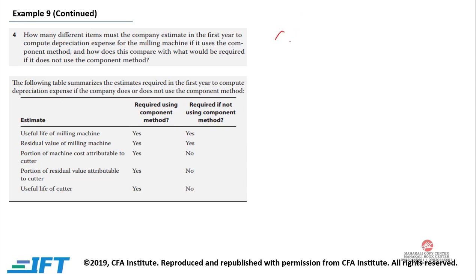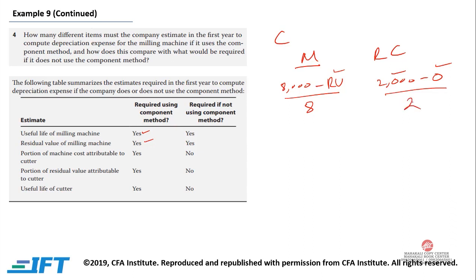So as we have just seen, in the component method there is this mill and the rotator cutter. So we need the value of the mill, that was 8,000, and the value of the rotating cutter was 2,000. We need to know the residual value of the mill, and we also know the number of years for the mill. So the useful life of the machine we need to know when we are using the component method. The residual value of the milling machine, that is also what we need to know. The portion of machine cost attributable to the cutter, again this is what we need to know. The portion of residual value attributable to the cutter, over here it was 0, but still we need to know this. And the useful life of the cutter as well. So we need all these 5 elements.